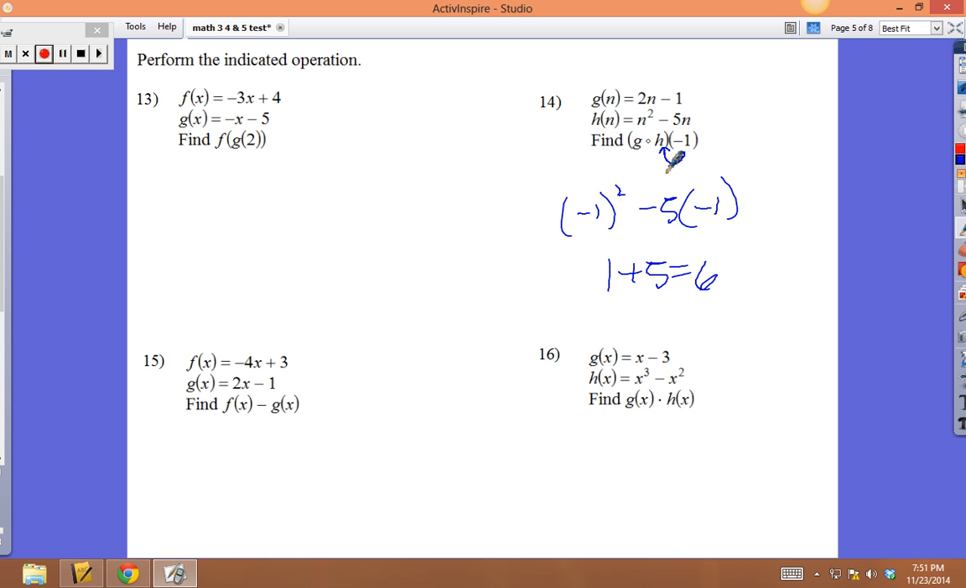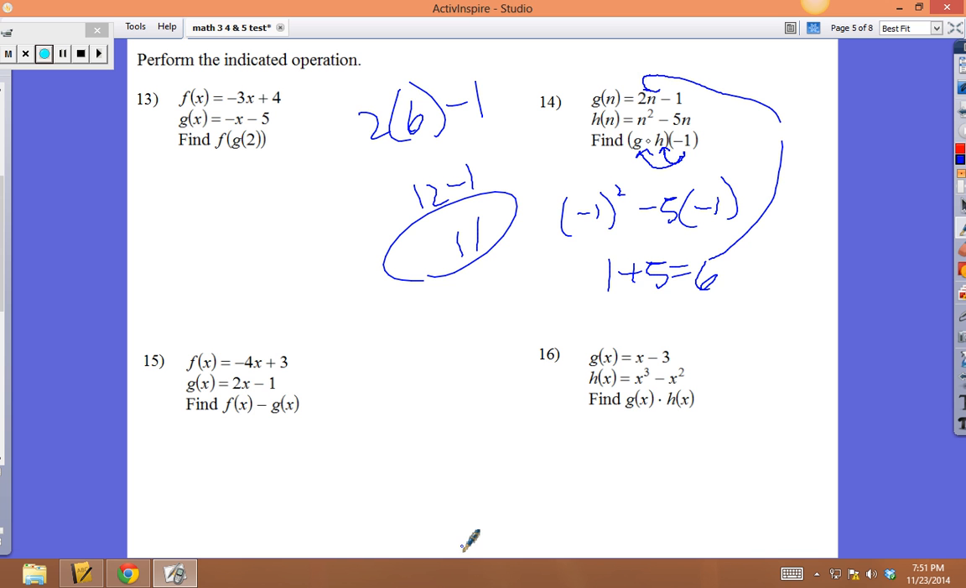Now take that answer and plug it into g. Take 6 and plug it into g. So now it's going to be 2 times 6 minus 1. 2 times 6 is 12. 12 minus 1 is 11, is where you should end up.